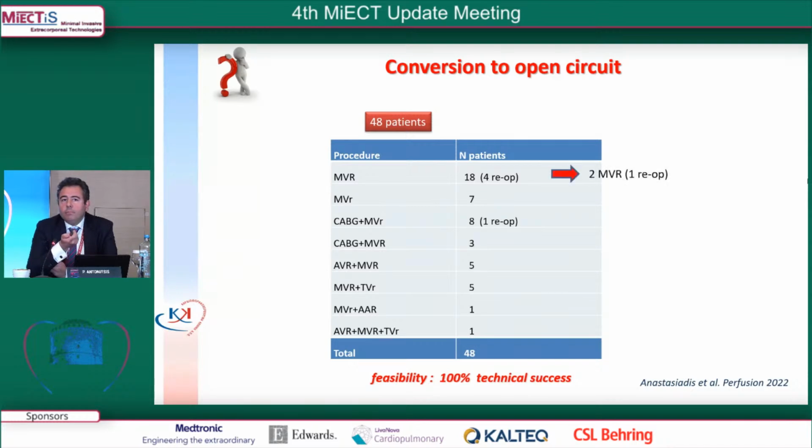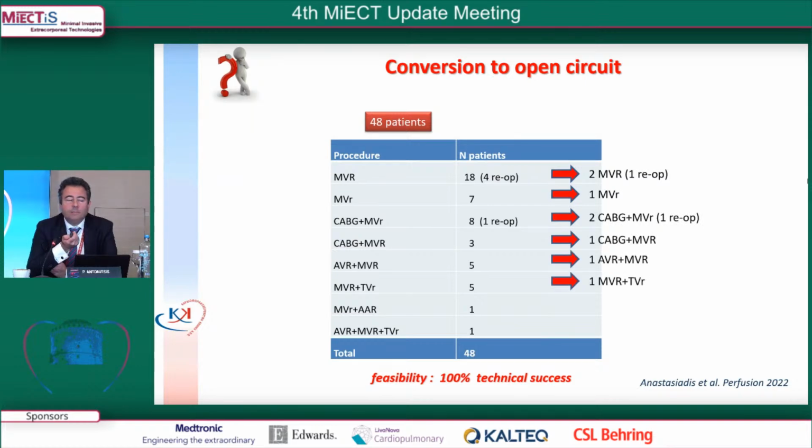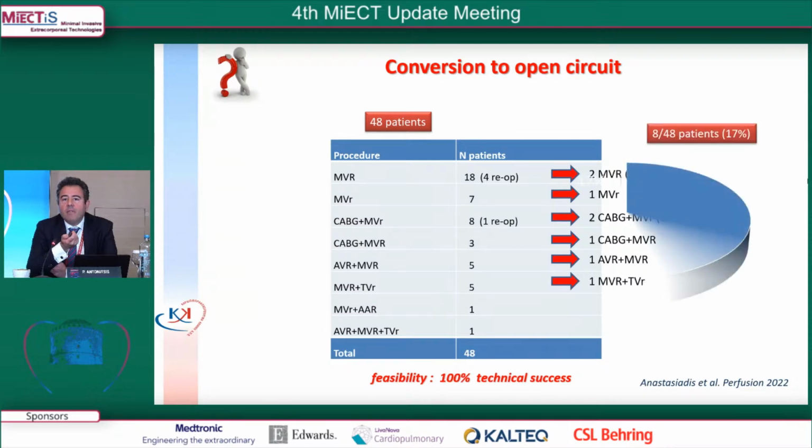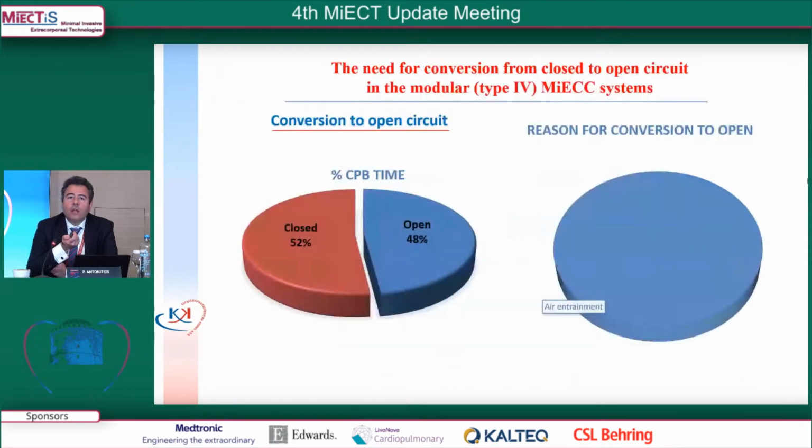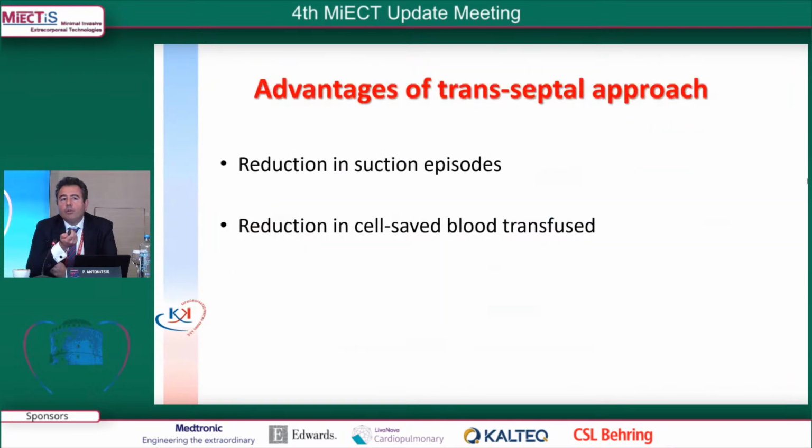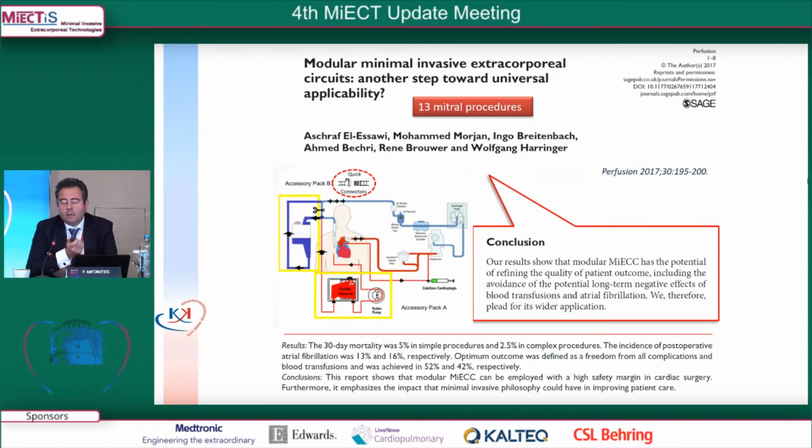So the 1 million question is, when do you need to open? So we opened the circuit in 2 replacements, 1 reoperation, in 1 repair, 2 combined procedures, and 1 replacement plus CABGs, double valve, another double valve with tricuspid. So actually, we opened in 8 out of 48 patients. So the rate was almost 17%.